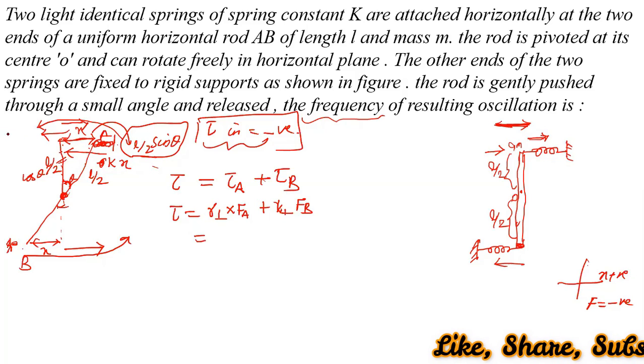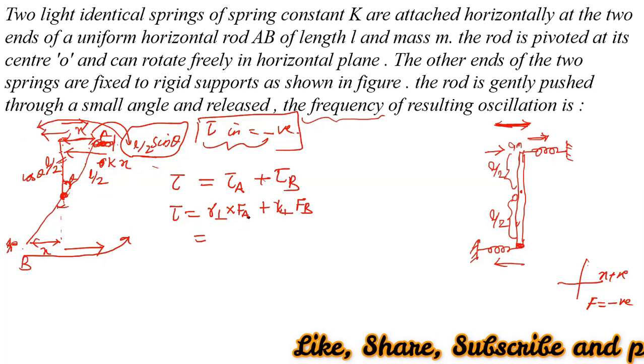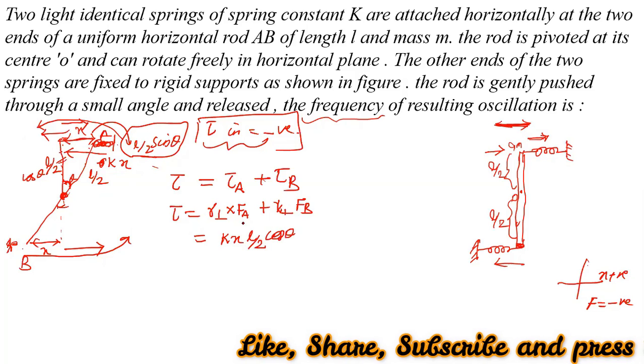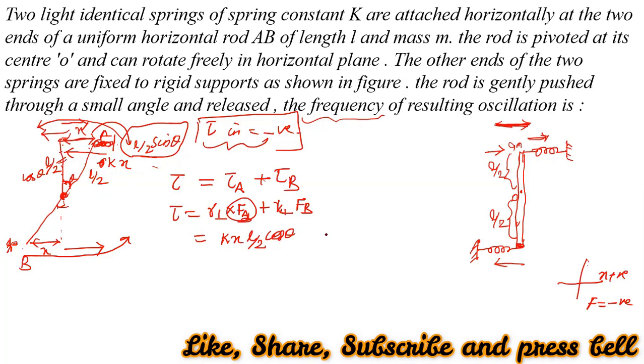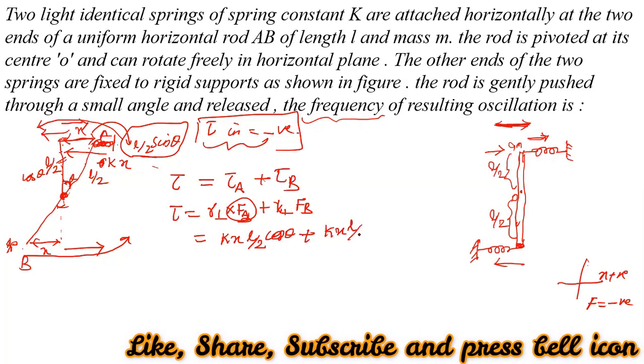So the force is acting like this, anti-clockwise, and here also anti-clockwise. So the perpendicular distance for this force is L by 2 cos theta. Force A is nothing but kx, and on this side also kx, so we get kx times L by 2 cos theta plus kx times L by 2 cos theta.